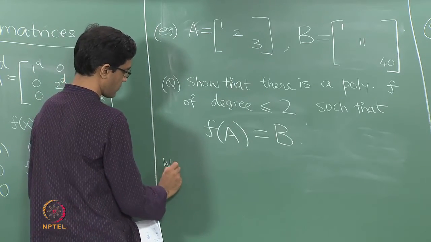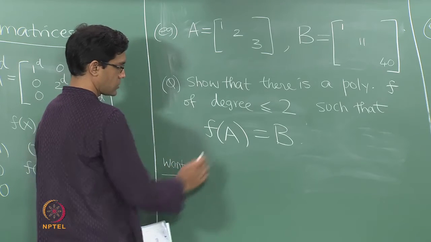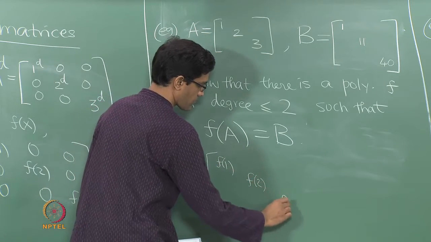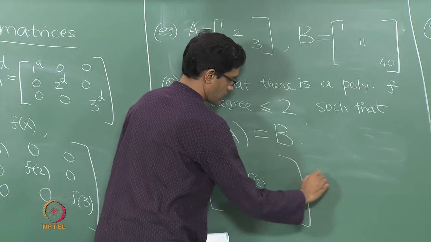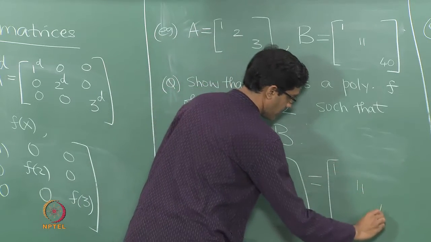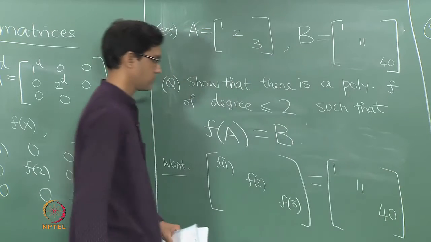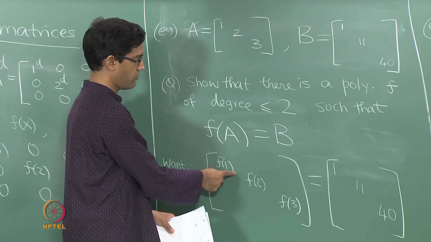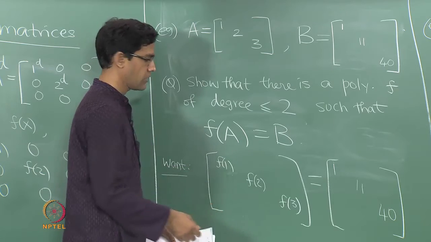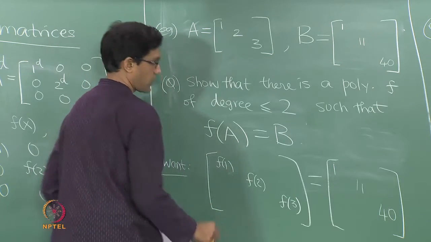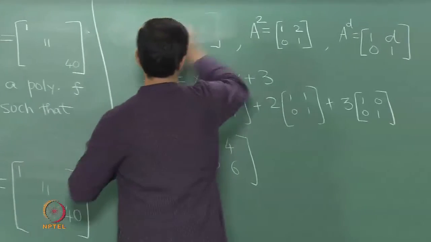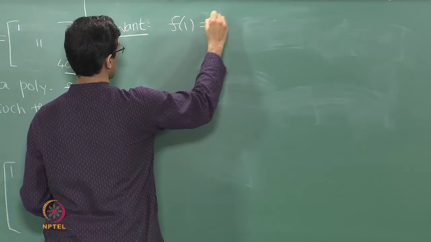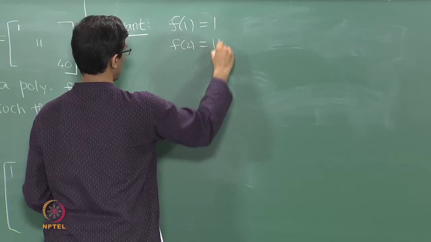What is it that we want our polynomial f to satisfy? So f of A, remember, is just, as we just said, the diagonal matrix f1, f2, f3, and so what we want is that this should be the matrix B that's given, it should equal 1, 11 and 40. In other words, f must be a polynomial whose value at 1, f of 1 must be 1, f of 2 must be 11 and f of 3 must be 40. Okay, so we are just trying to solve the following 3 constraints. In other words, what we want is a polynomial of degree at most 2 which satisfies f of 1 is 1, f of 2 is 11 and f of 3 is 40.